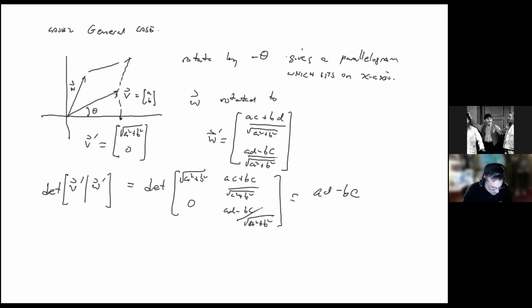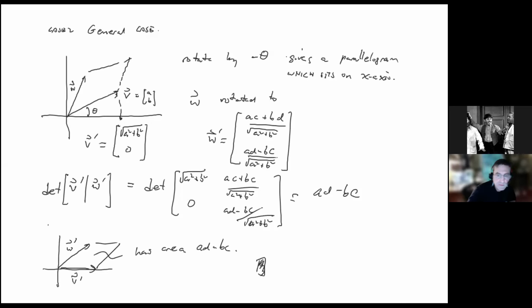On the other hand, since the vectors v prime and w prime are such that v prime sits along the x-axis and w prime is pointing in this direction, we know the area of the parallelogram is given by the absolute value of that determinant that we just computed. So the area of this parallelogram, which is the same as the area of the original parallelogram, is ad minus bc. And that's the sketch of the argument in general.